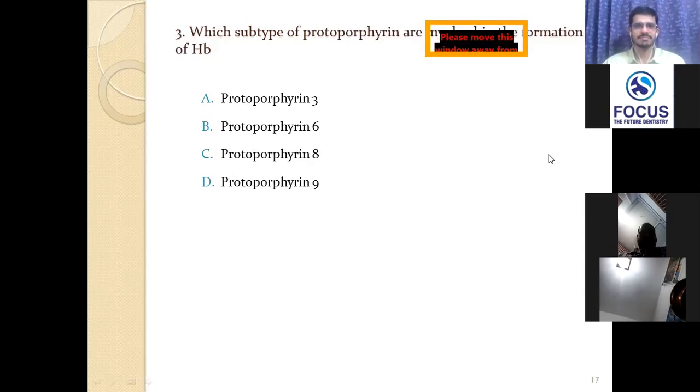Which subtype of protoporphyrin is involved in the formation of hemoglobin? Protoporphyrin 9. Excellent. Protoporphyrin 9.